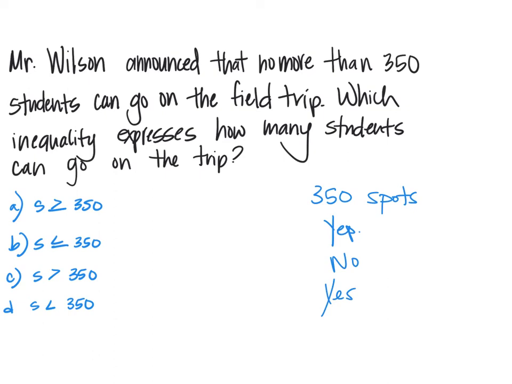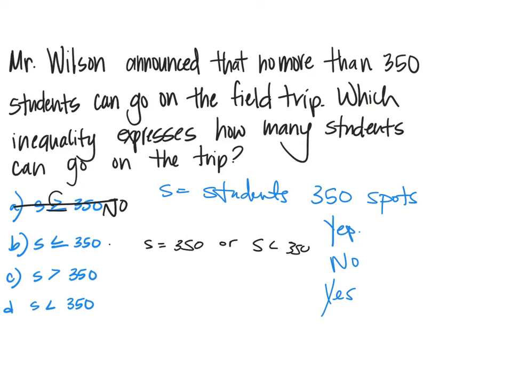All right, so let's read through this. S equals students, represents students that can go on the field trip. So S is greater than or equal to 350. Can more than 350 students go on the trip? No. This one is not correct. S is less than or equal to 350. So less than or equal to, that means S can be equal to the number 350, or S can be less than 350. Is that possible? Yes, but let's keep going because that's what mathematicians do.